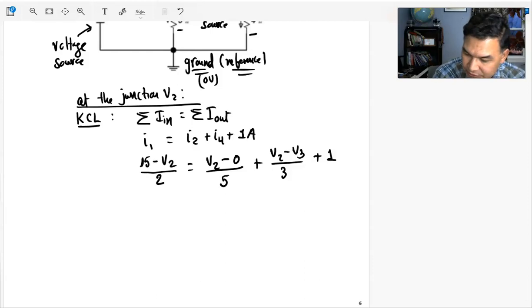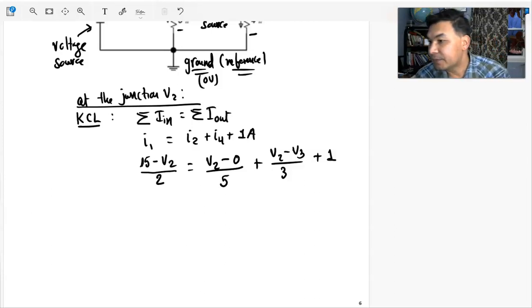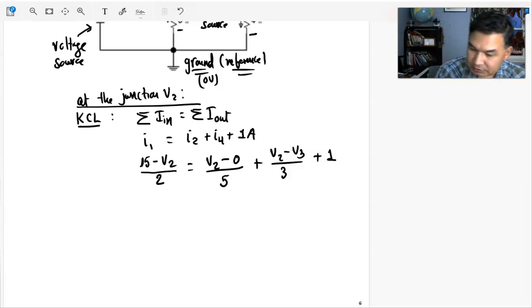And you get one equation here in terms of V2 and V3. See, you have two unknowns here, V2 and V3. And combining everything, you can solve this now, right? In terms of V2 and V3, you're just solving the equation. So let's solve this equation.